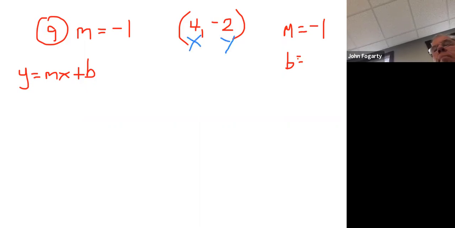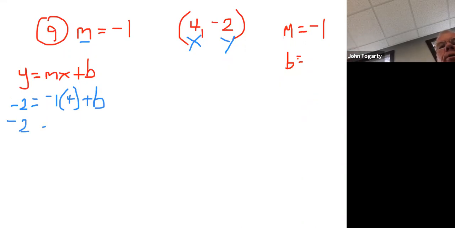When they give you a point, fellas, they're telling you what x and y are, right? So I can just substitute the numbers I know and solve for b. So -2 equals -1 times x. Oh, but x is what? 4, plus b. So -2 equals -4 plus b. So b equals 2.